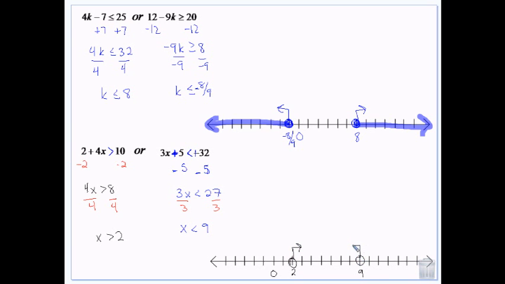X is less than 9 would shade this way, and it's a union, which means I'm shading them both because it's an OR. So here's what would happen. I'm going to shade this one, and I'm going to shade all the way over here. And then I'm going to take this one, and I'm going to shade all the way over here. If this occurs, it's all real numbers.